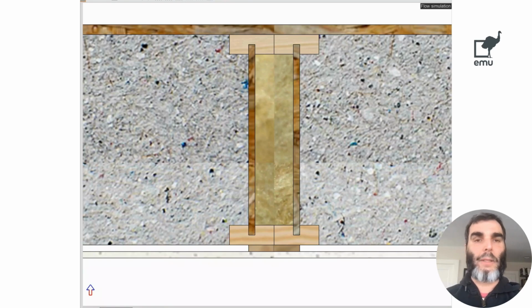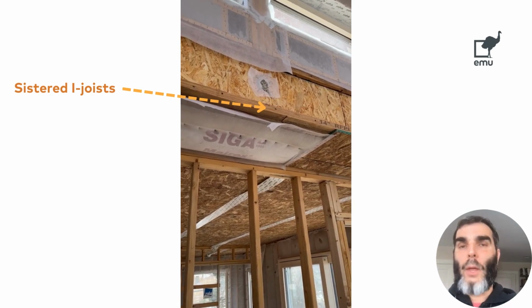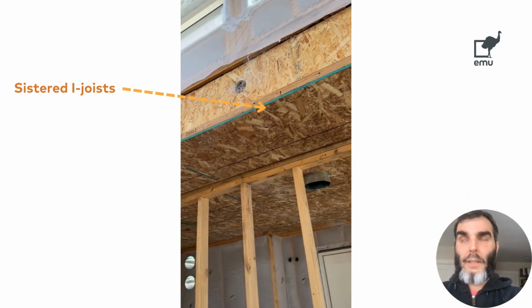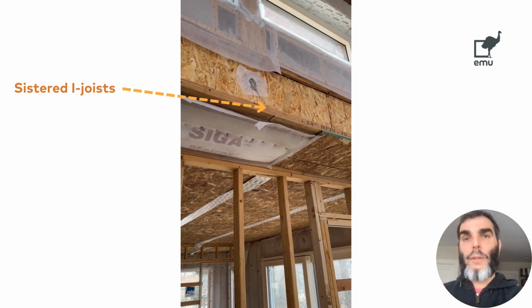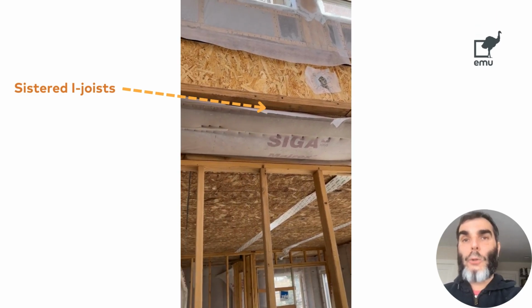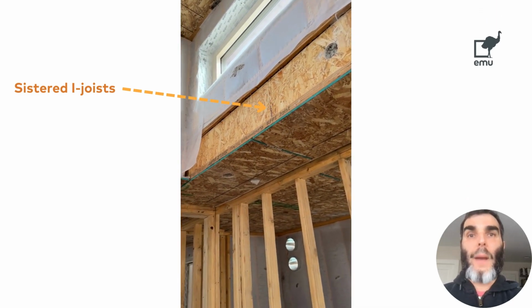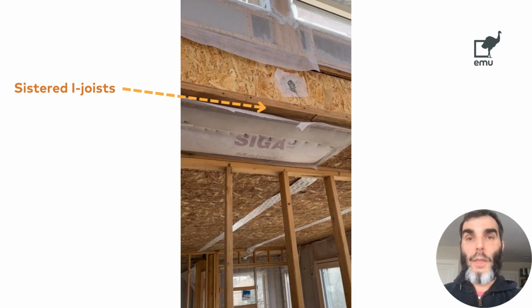In this case, it was pretty simple. We just had some additional batt insulation, but we have another example coming up from a job site. This is an example of an actual project of ours in Colorado. You see that we have two sister I-joists installed next to each other, and that creates a cavity that would not be reached by the insulation as we blow the insulation in between the joists.